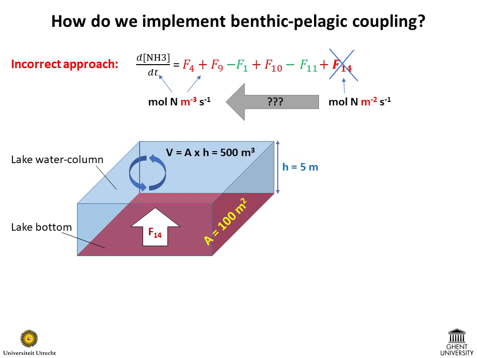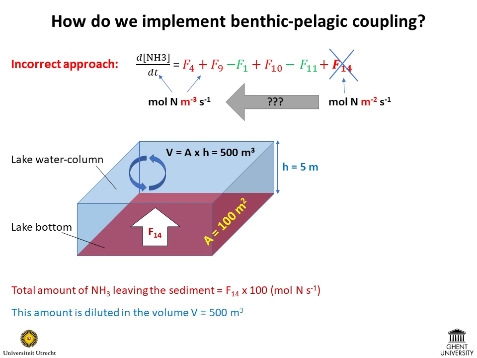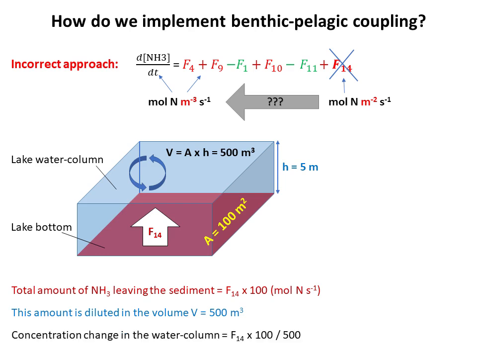Now, let's assume that the sediment in our lake has a surface area of 100 square meters and a total depth of 5 meters. This means that the volume of water in the lake is 500 cubic meters. The total amount of ammonia leaving the sediment per second is equal to F14 multiplied by 100 square meters. This amount of ammonia is diluted in a volume of water equal to 500 cubic meters, which means that the concentration change in the water column is equal to F14 times 100 divided by 500. This is equal to F14 divided by 5, where 5 is the water depth in the lake.